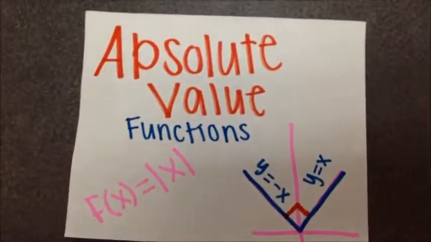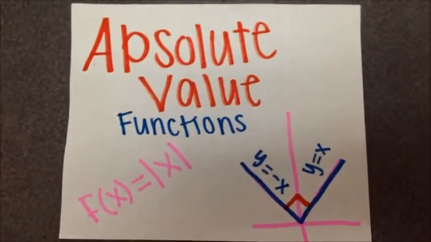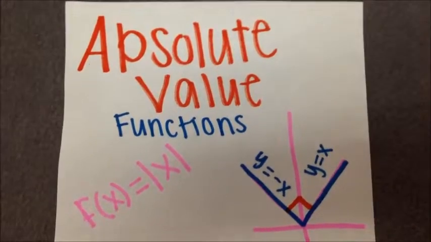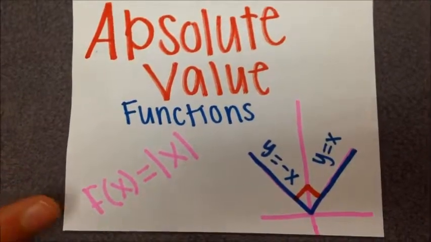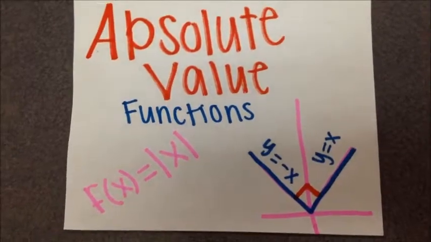Absolute value functions. In an absolute value function, it will be represented by f of x equals the absolute value of x. This should make a right angle.